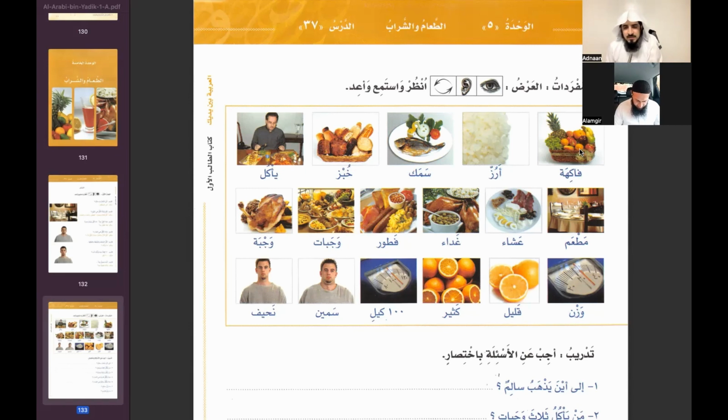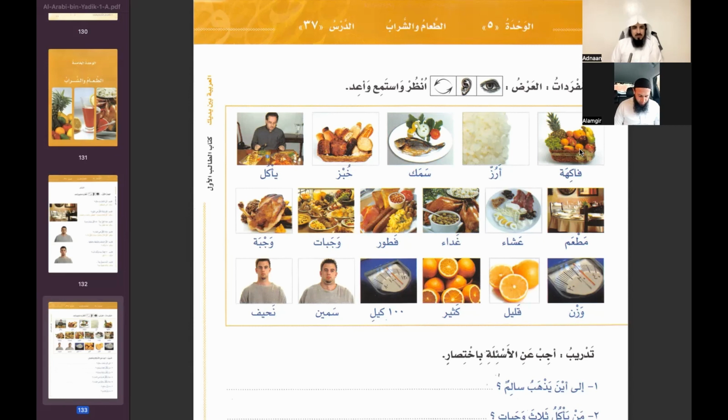Asha is dinner, close to Isha, the time of Isha. So Asha is dinner. غدا, lunch. And Fatur, فطور, breakfast.